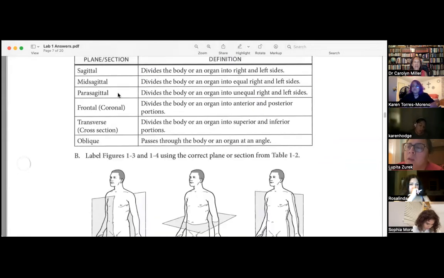Again, sagittal just divides the body into right and left, but I said into equal left and right, that would be mid-sagittal. If mid-sagittal is not there and just sagittal, then I'm going to look for median as a choice, which is the midline. Parasagittal, again, to amputate an arm. Frontal, the big toe. Transverse, a leg.